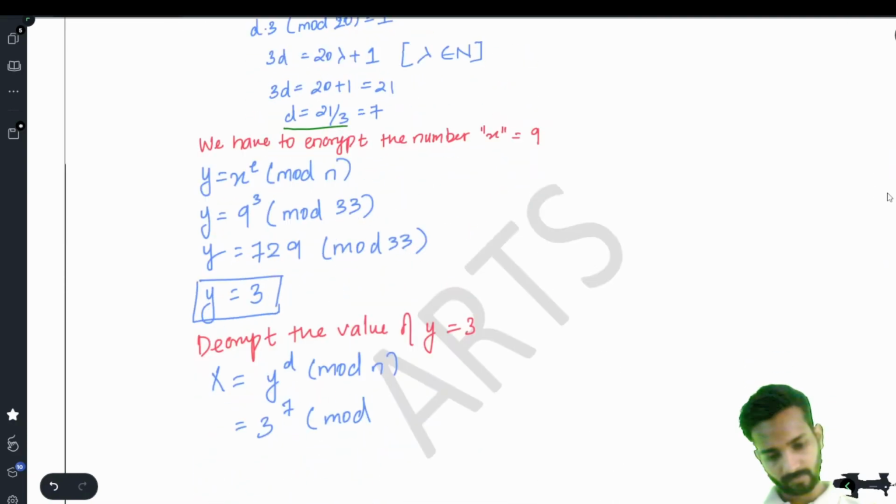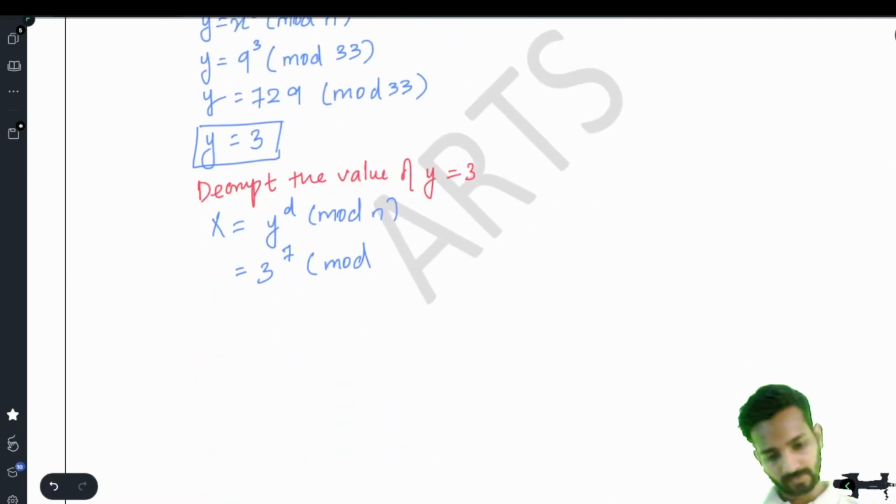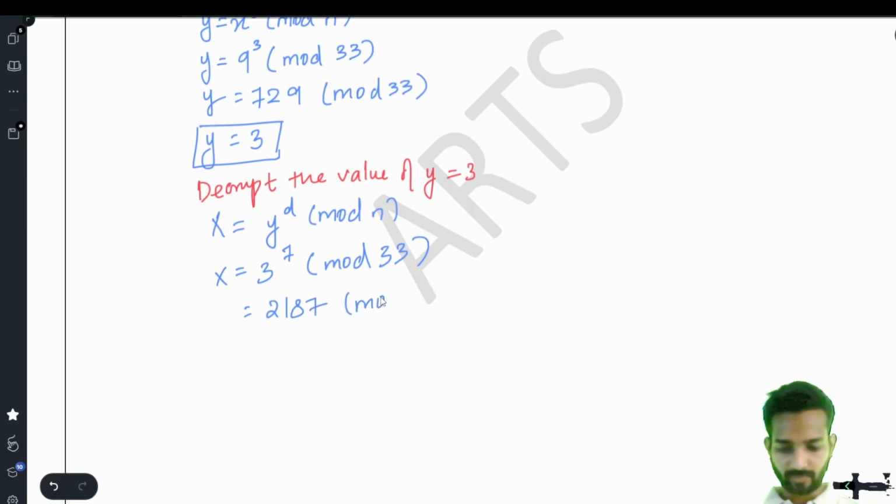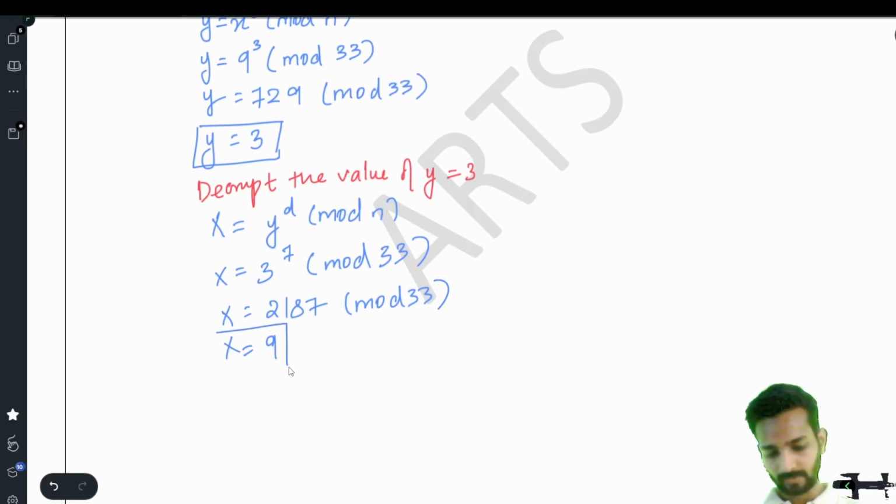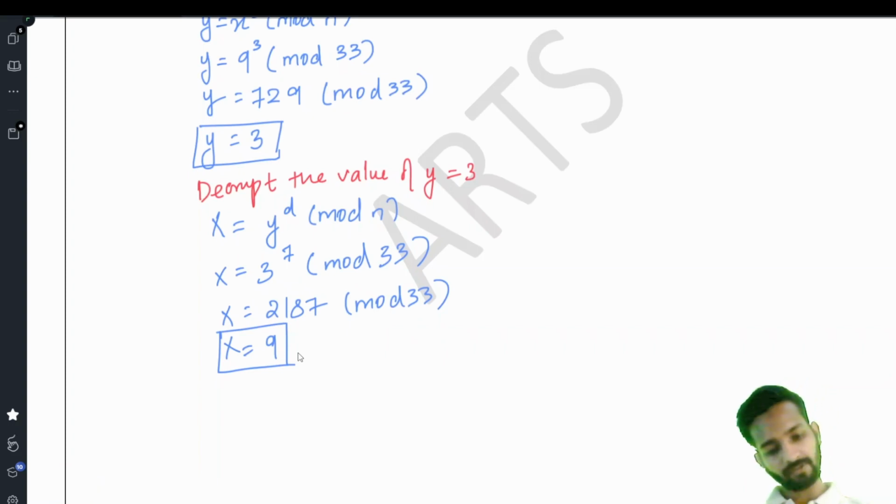Now n is 33. 3 power 7. If you do 3 power 7, that will be 2187, and dividing by 33, you will get the value of x as 9. Dividing 2187 by 33, whatever the remainder is there, that we are supposed to write.